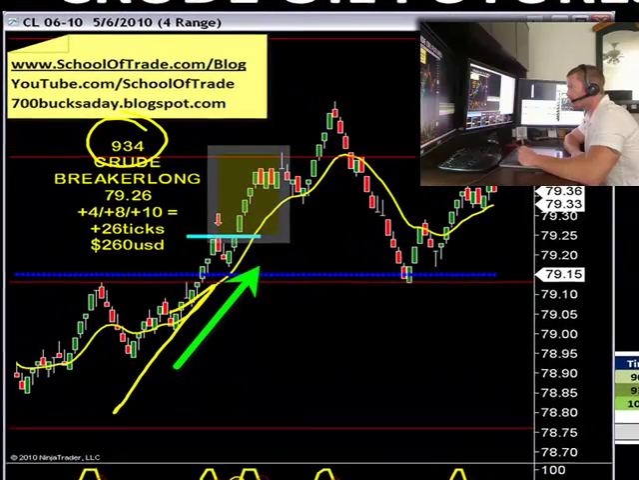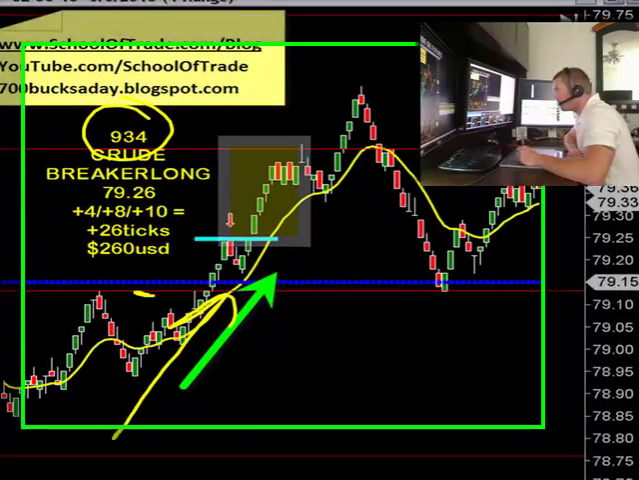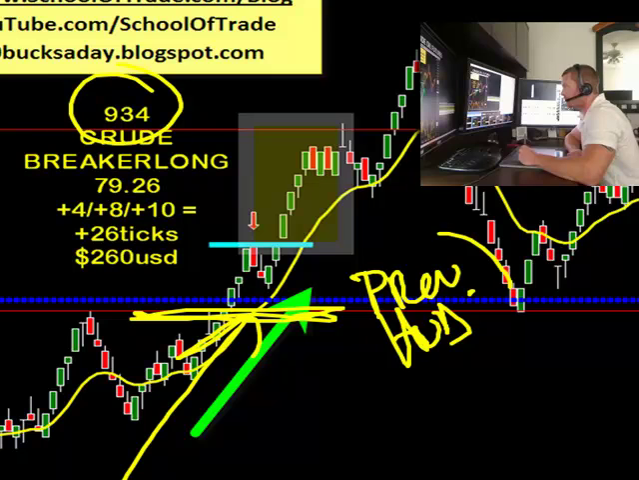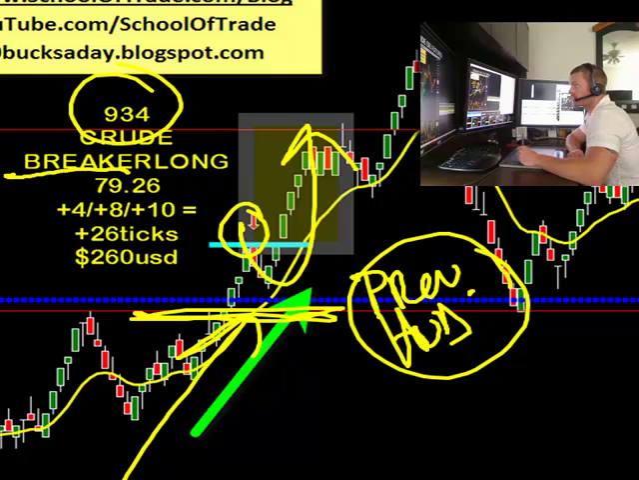But you can see short-term trend is up. We're trending to the upside. My trigger line is pointed up. Okay, we break above resistance. This is the previous high of day right here. So we break above the previous high of day, mark up our swing high, break above that swing high. It's called a breaker pattern to the long side.